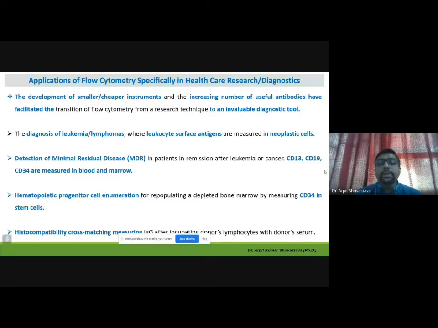Then detection of minimal residual disease, which I have discussed earlier: specifically CD13, CD19 and CD34 are measured in blood and bone marrow. If these are elevated, that means the disease is not completely cured. The hematopoietic progenitor cell enumeration you can do by using the CD34 surface marker. Histocompatibility cross matching is also very important when you are doing grafting or transplantation. So HLA typing or histocompatibility matching is very important, and you can do it with the help of flow cytometry.